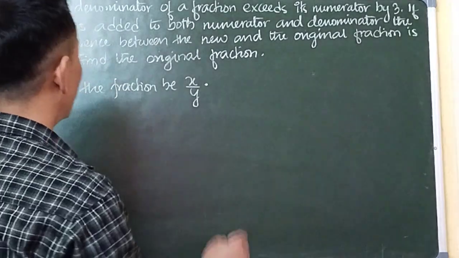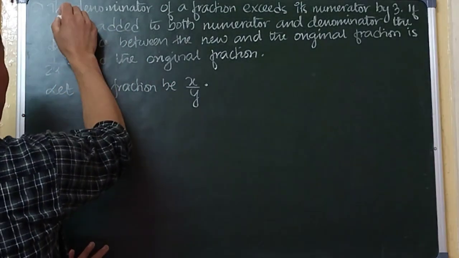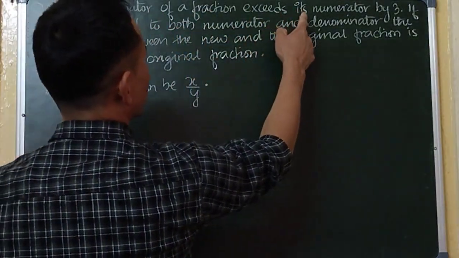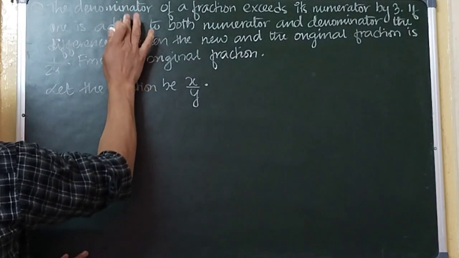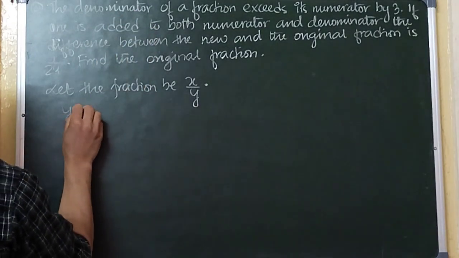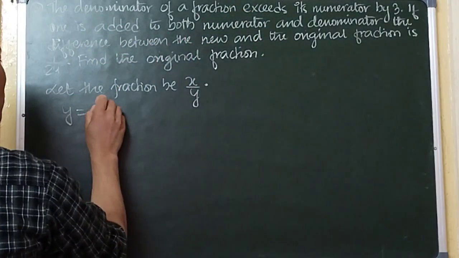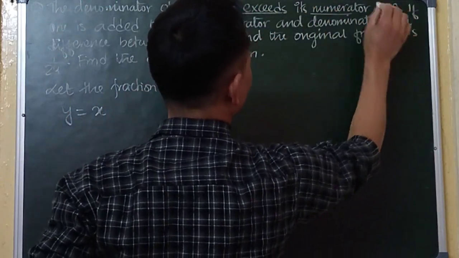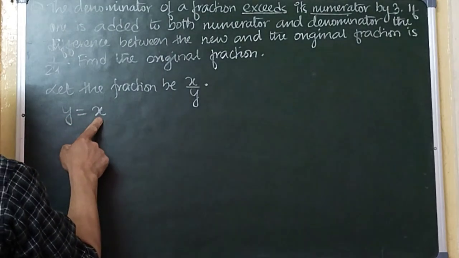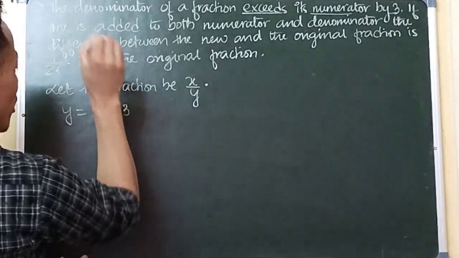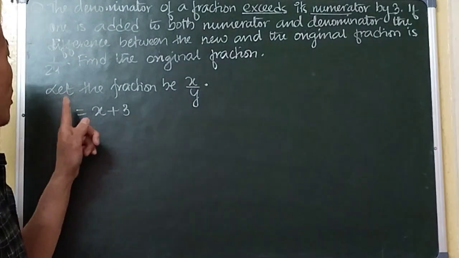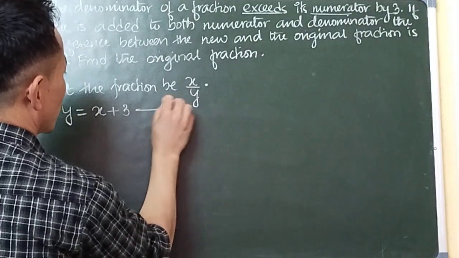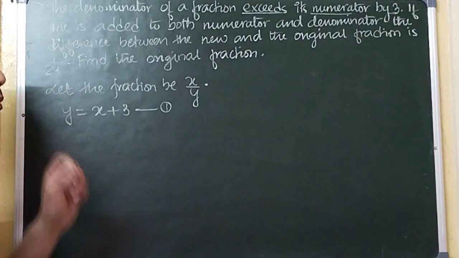Alright, so we will take the first condition, which says the denominator of a fraction exceeds its numerator by 3. The denominator here is y according to the question, and it exceeds the numerator, which is x, by how much? By 3. So denominator equals numerator plus 3. This is the first case, that is y is equal to x plus 3.